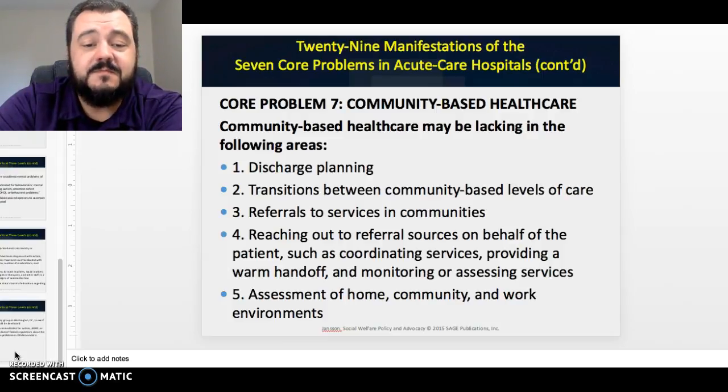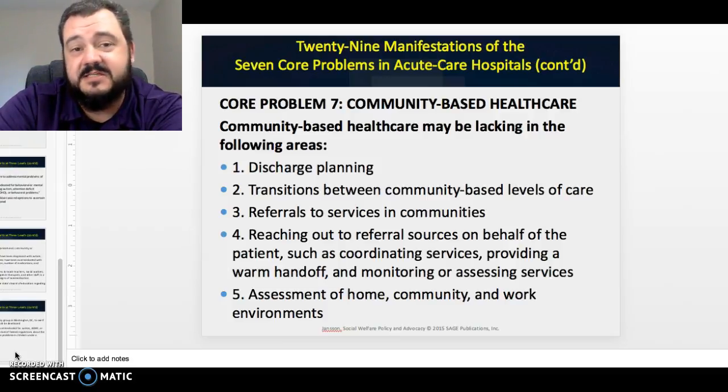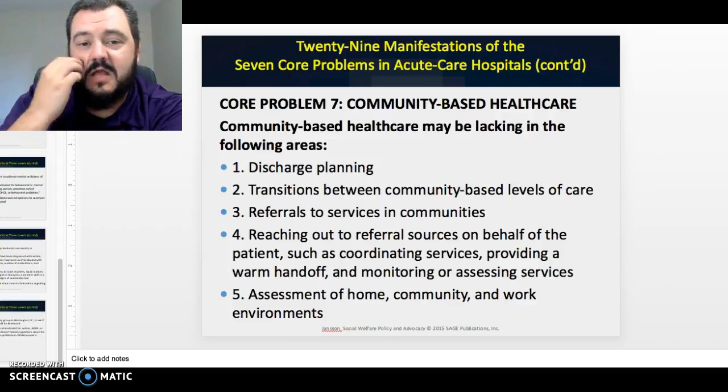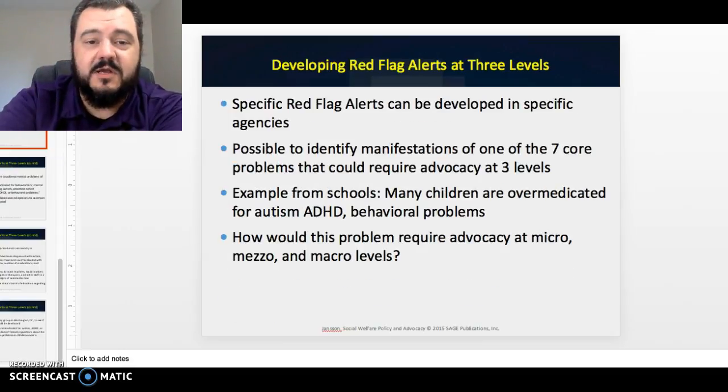Will there be any kind of coordination? Will the home environment even be assessed to ensure that it's a good fit for the client as they are discharged from the hospital? So that's an example of how you might look for what are called red flags in any kind of setting that you might be working in.